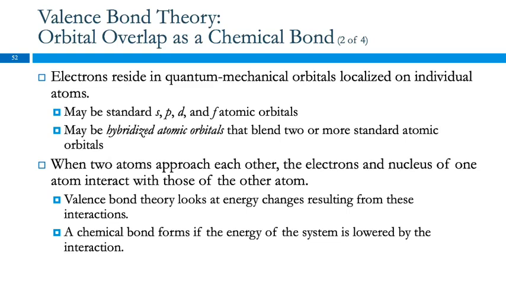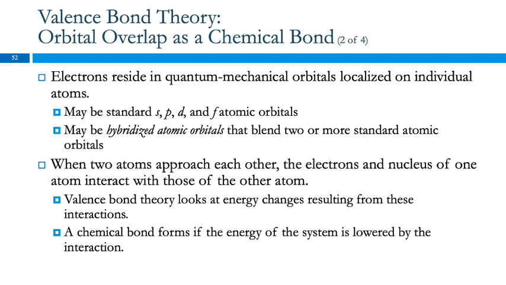Well, in valence bond theory, we recognize that we can combine atomic orbitals together to make a new kind of orbital called a hybrid orbital. So we can take an S orbital and a P orbital and combine them together. Those are called hybridized orbitals.